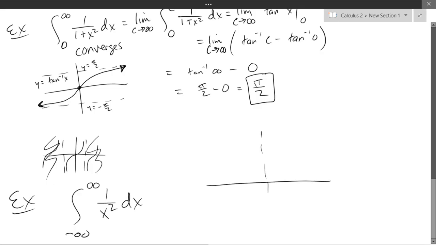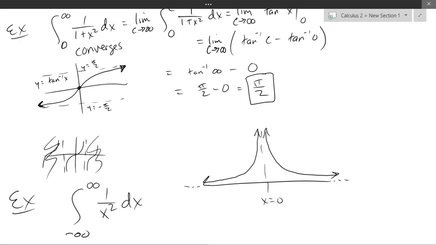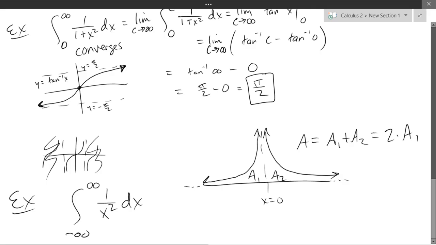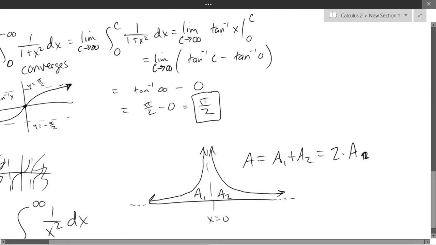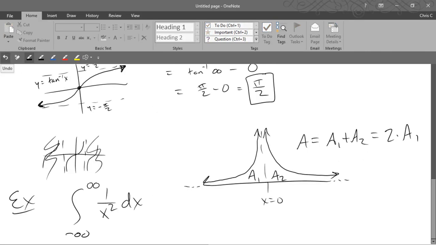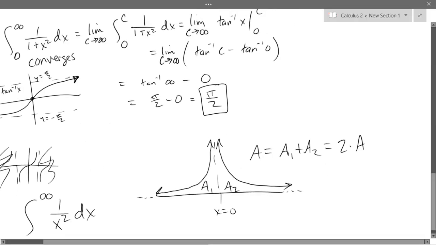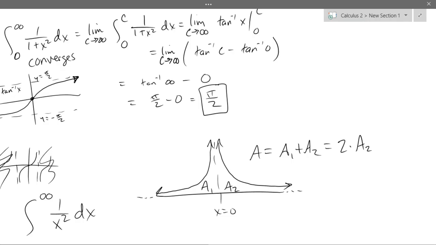Vertical asymptote, x equals 0. It's going to approach y equals 0 on both sides. So there's our function. Do we get y-axis symmetry? Yes, we do. So what does that mean? I can use symmetry and say that area 1 equals area 2. They're the same size. So the total area is A1 plus A2. And in this case, they're equal. So it's just 2 times area 1.